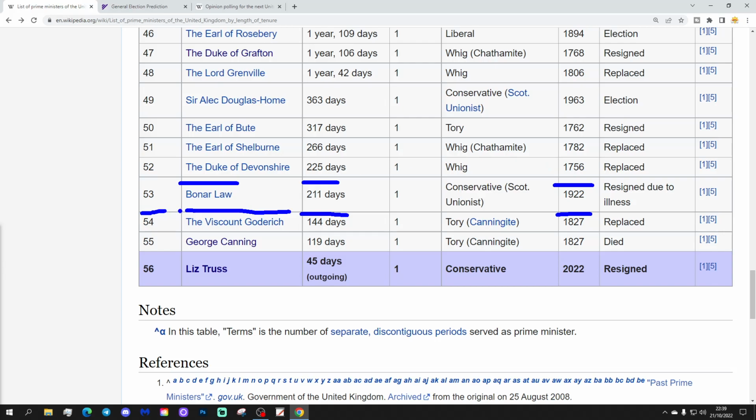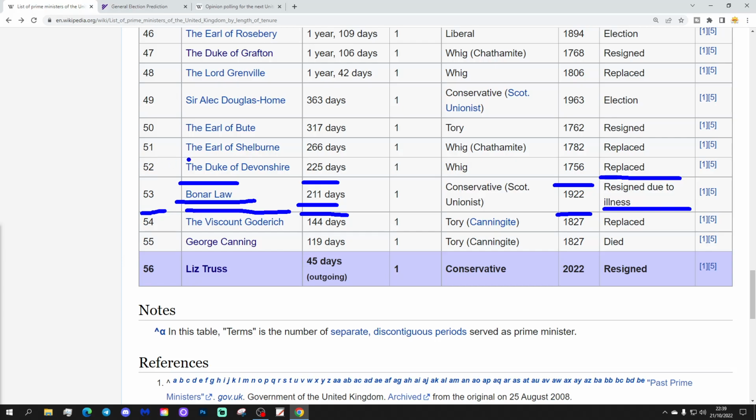But Andrew Bonar Law took over for 211 days, and he ended up resigning due to illness. I think he had cancer. I think he had head and neck cancer, throat cancer, something like that, and he died shortly afterwards.